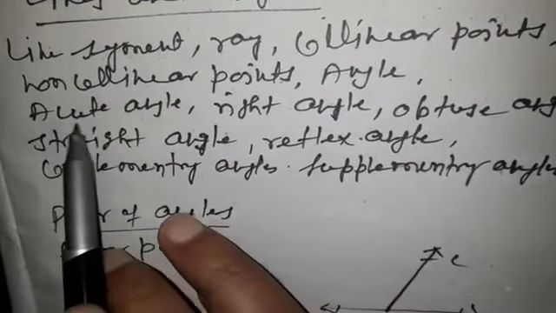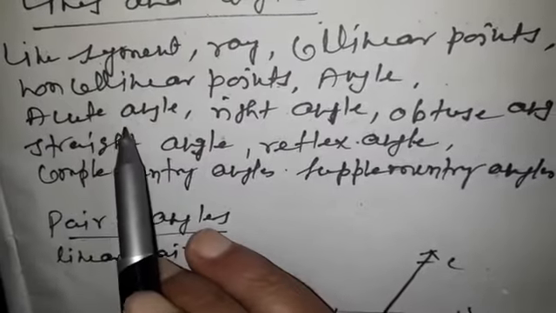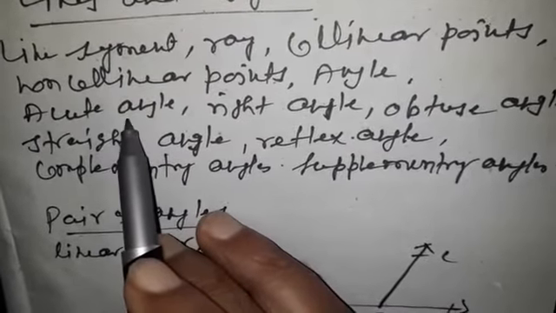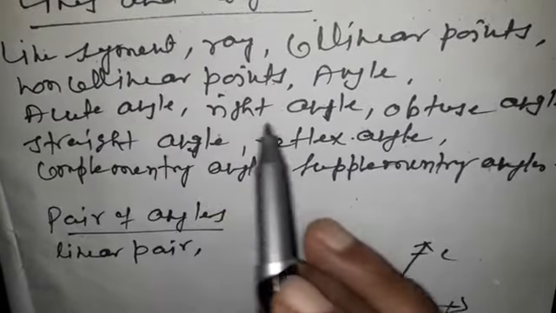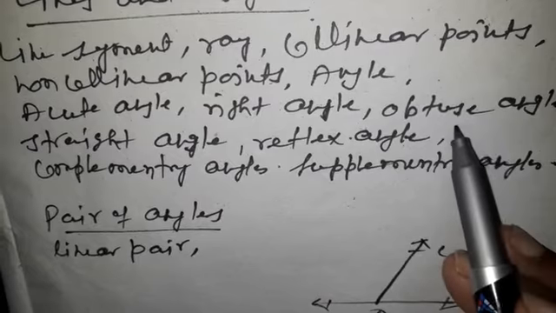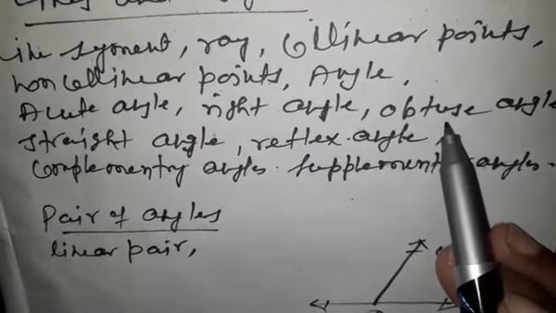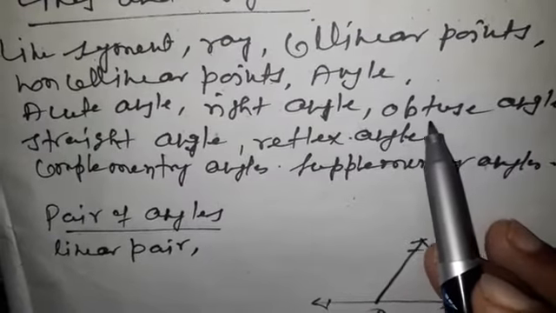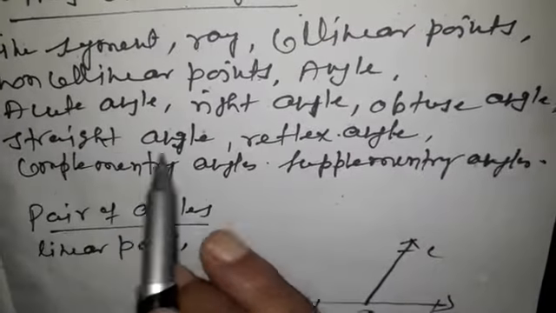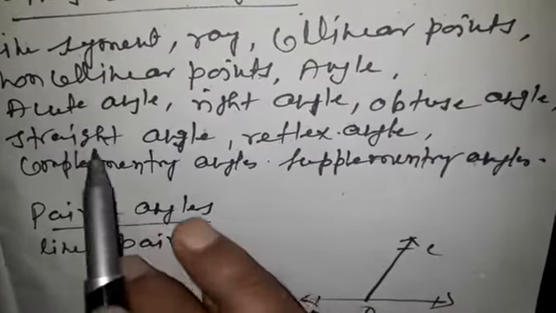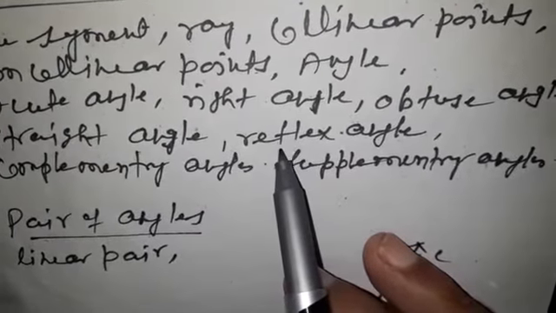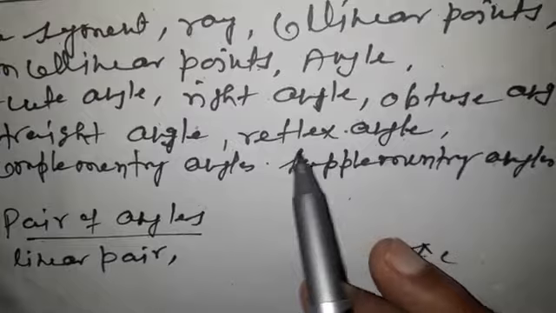Now, types of angles. First, acute angles. An angle which measures less than 90, means lies between 0 and 90, is called an acute angle. Right angle: an angle of 90 degrees is called a right angle. Obtuse angle: an angle which measures more than 90 and less than 180 is called an obtuse angle. Straight angle: an angle of 180 degrees is called a straight angle. Reflex angle: an angle which measures more than 180 but less than 360 is called a reflex angle.